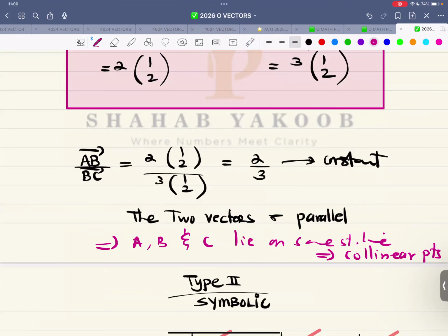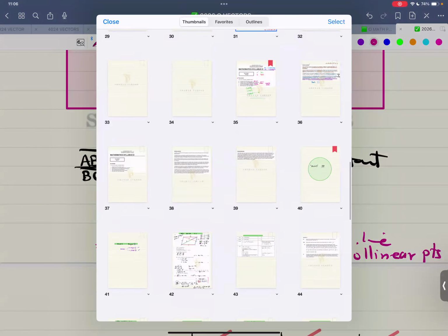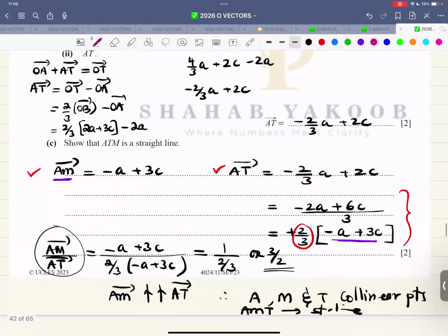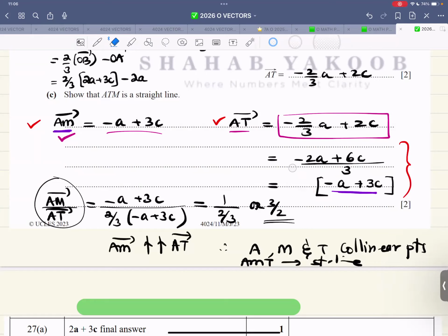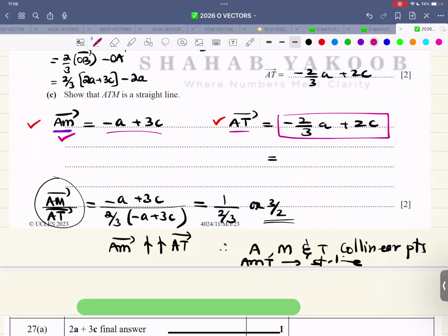Now let's come back to our particular question. What does it say? It says that AM is this, AT is this thing. What I have done is that I have taken 2/3 common of minus A plus 3C. So let me erase the step and let me write over here that is 2/3 times minus A plus 3C. If you multiply it out, it becomes the same. 2/3 into negative A.